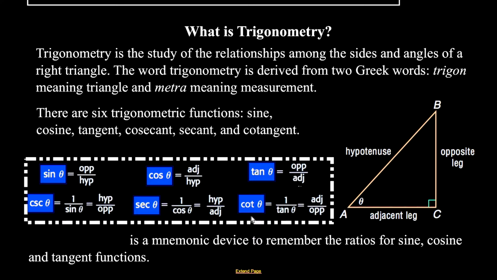We have a mnemonic device that we use to help us remember what the ratios are for sine, cosine, and tangent, and you may have heard of this before. It's called SOHCAHTOA, and it just tells us the sine function is opposite over hypotenuse, cosine, the C is for cosine, adjacent over hypotenuse, and then tangent is opposite over adjacent. So the first letter is the trig function, and then the next 2 letters are the numerator and denominator of the ratios of the sides.